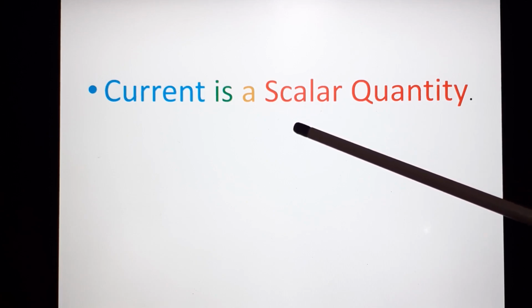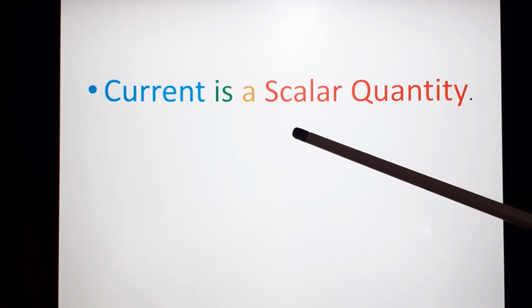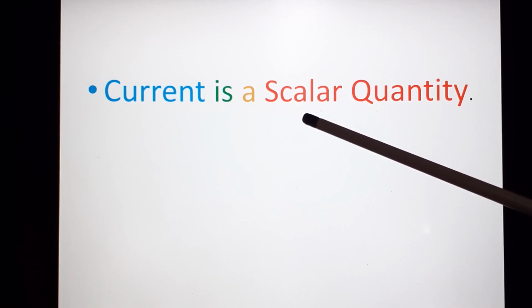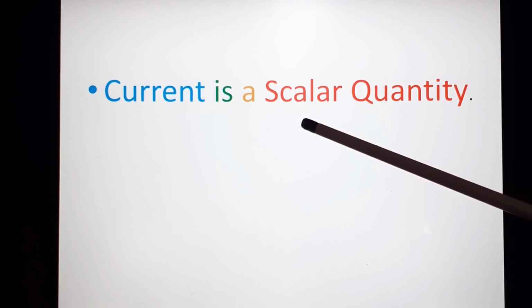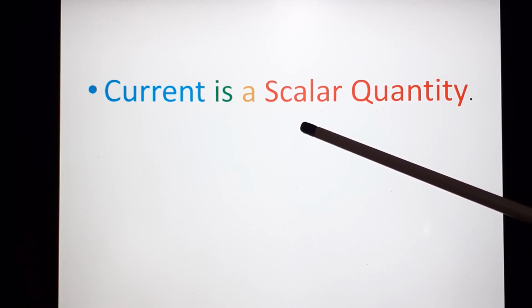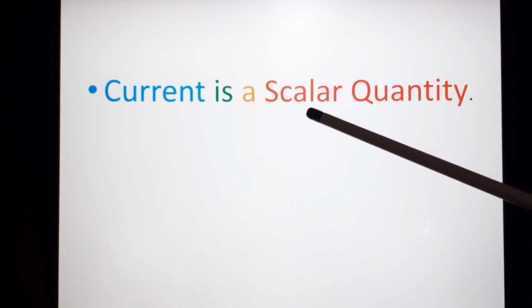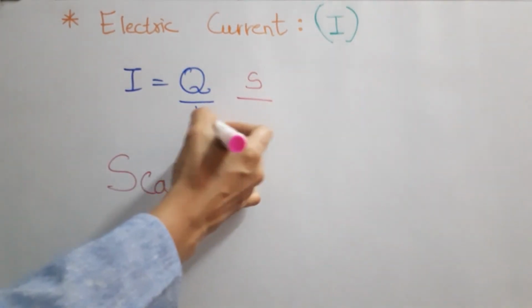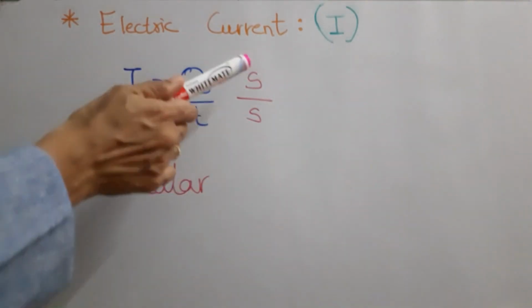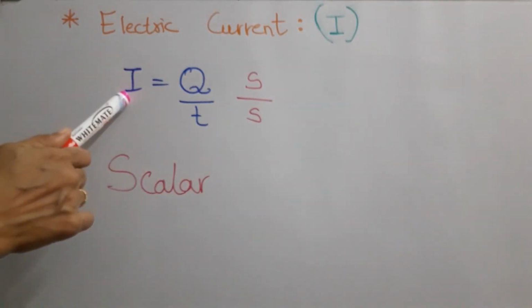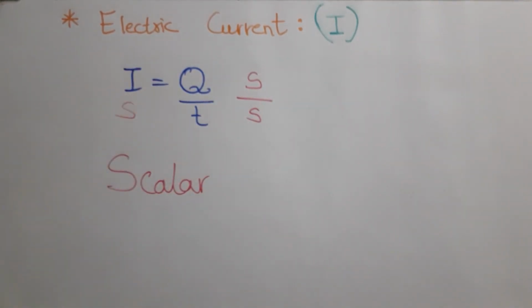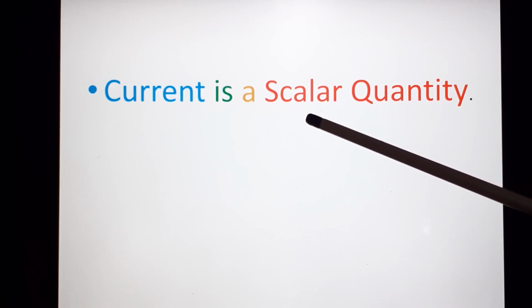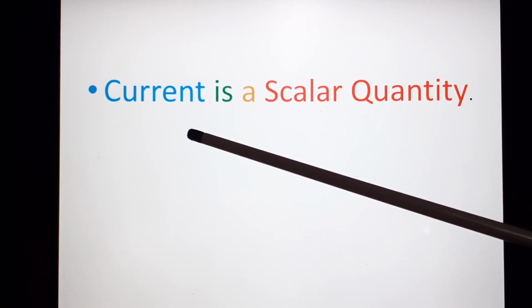We are saying it flows from positive to negative. Then how come it is a scalar quantity? Always flows in one direction only. It is a unidirectional quantity. So it is a scalar quantity. Through formula, charge is scalar, division sign, time is also scalar. Ratio of two scalar quantities gives you a scalar quantity. So from formula also we can say that current is a scalar quantity.